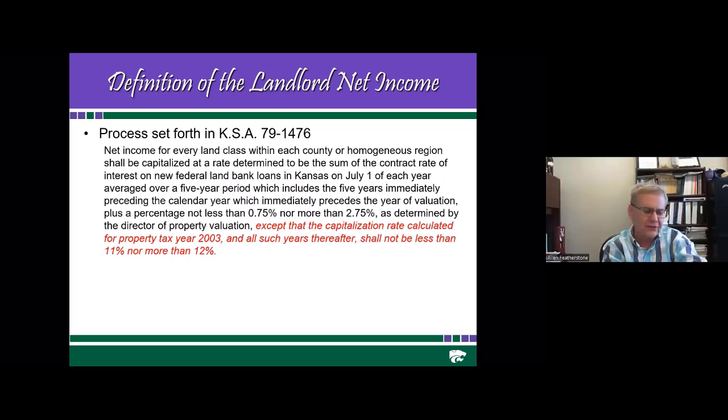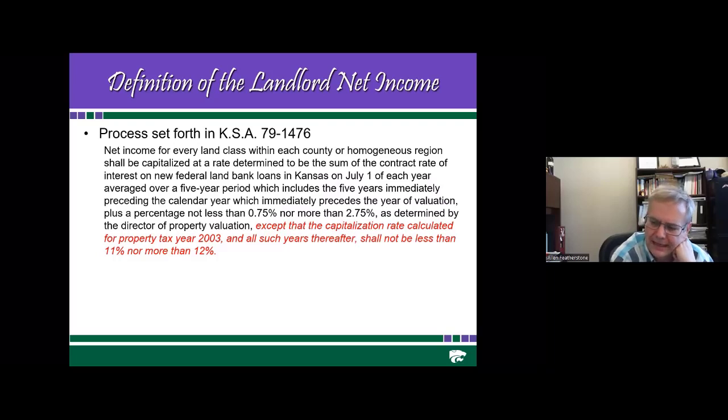The other process that is important is you have the numerator that determines the landlord net income, but then you end up having the denominator, which is the interest rate you take in order to capitalize that landlord net income into land values. And so looking at this, at one point, it was based on the borrowing rate of federal land bank loans, that would have occurred in July of each year, over a 5-year period. Essentially, there would be a percentage added on to that of 0.75, but not more than 2.75.